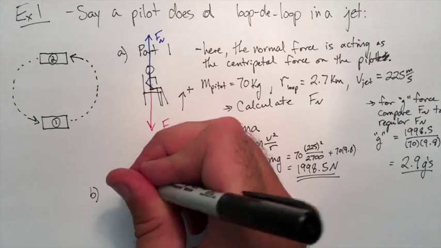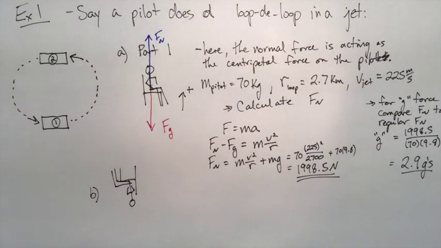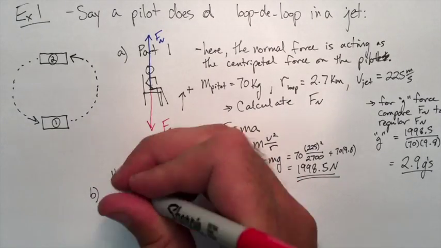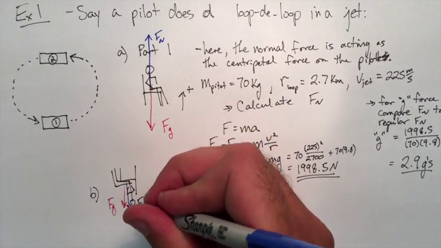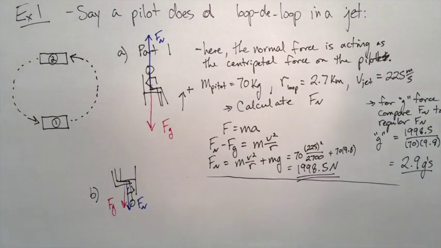Now let's look at the top of the loop. So he's in his chair. The chair is above him in this case because the plane is upside down. Gravity is down, but because the chair is in that position, so will the normal force. It has to push the pilot in that direction.